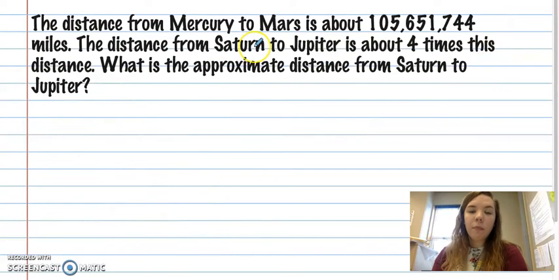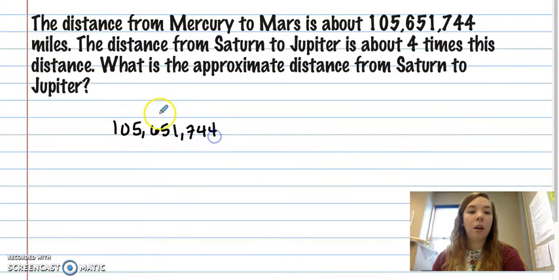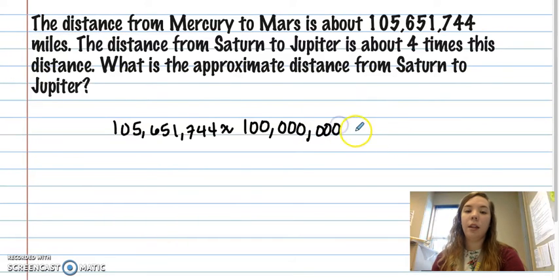The distance from Mercury to Mars is about 105,651,744 miles. The distance from Saturn to Jupiter is about 4 times this distance. So what is the approximate distance from Saturn to Jupiter? So again, just like our last problem, we are going to round it first. My second digit is a 0, so I'm going to leave it the same instead of round up. And then we could rewrite this as 1 times 10 to the 8th, because after my 1, I have 8 digits.